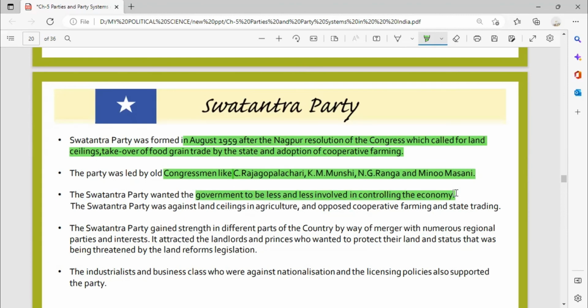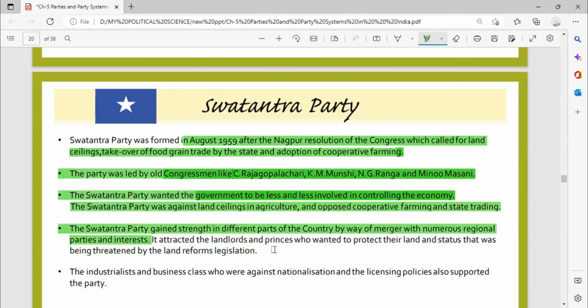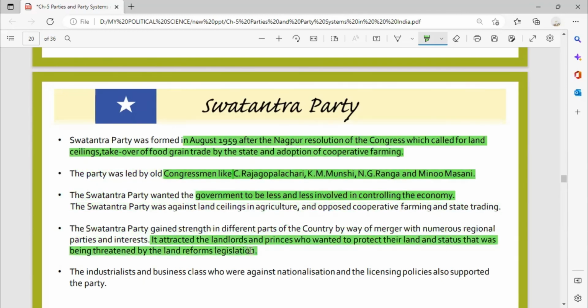So Swatantra Party was against land ceiling in agriculture and opposed cooperative farming and state trading. Swatantra Party gained strength in different parts of the country by way of merger with numerous regional parties and interests. It attracted the landlords and princes who wanted to protect their land and status, which was being threatened by the land reform legislation. The industrialists and business class who were against nationalization and licensing policies also supported this party.